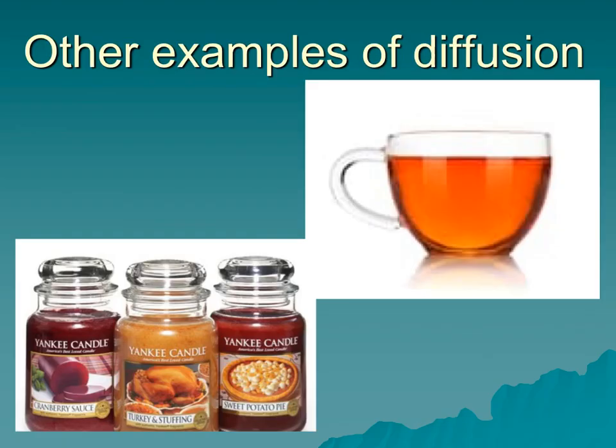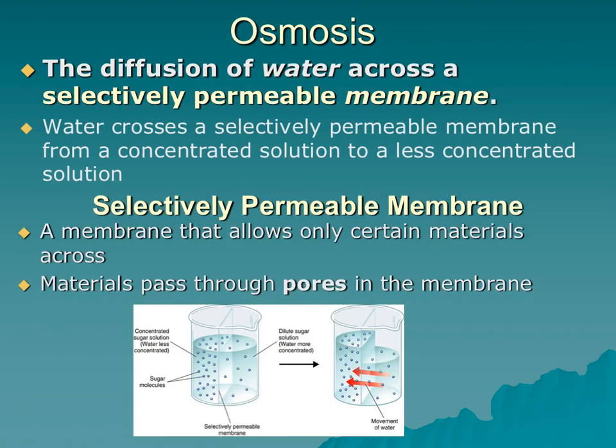So here we have tea. Put a tea bag in water. The water starts out obviously completely clear, but then eventually all of those molecules of tea spread out so that with every sip you have the same amount of tea, and it's not water in one and tea in another. And then, again, here's an example of some candles.